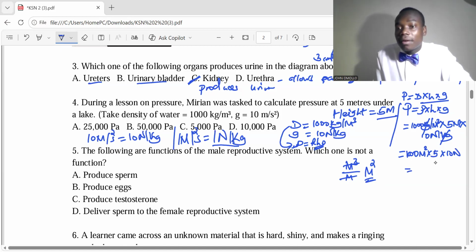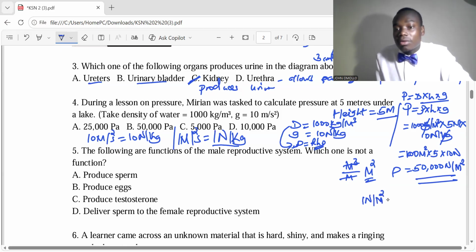So what do we have? 5 times 10 is 50, so 50,000 Newton per meter square. So this is the pressure. And another unit that you need to know is that 1 Newton per meter square is equal to 1 Pascal.